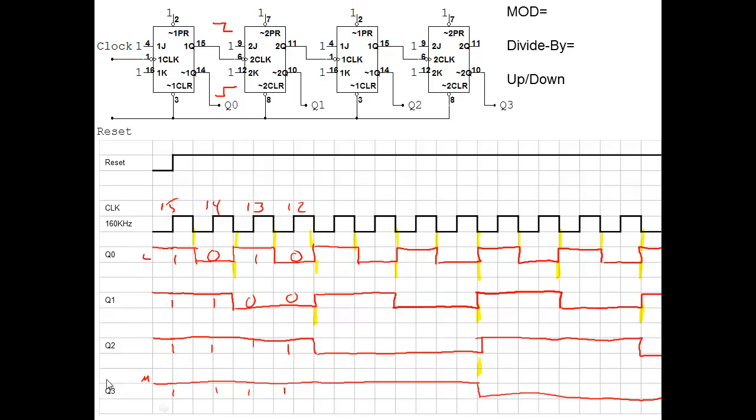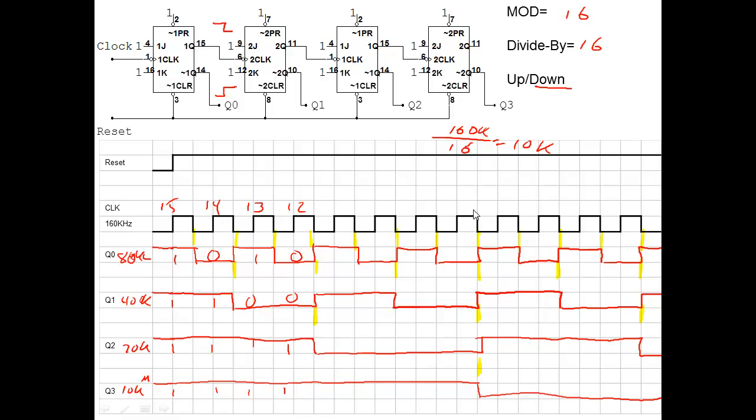Okay, because remember you've got 1, 2, 4, 8. Add those up and it gives you those numbers. So it sure looks like we're a down counter. Mod number and divide by number still is the same since we didn't change anything. And the frequency is still going to divide by 2. Okay, so we've got 80K, 40K, 20K, and 10K. So you take 160K divided by 16, and it equals 10K.